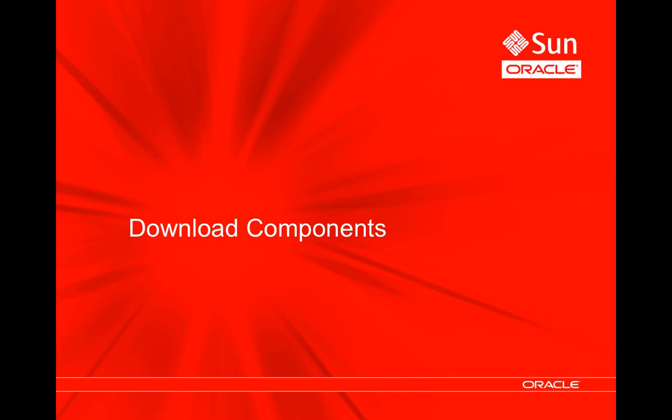Okay. The first step is to download components, and I'll mention here that the major sections are basically divided by these large red screens. So if you want to fast forward or go back to a previous section, just look for this large red screen. This is a quick guide between the sections.